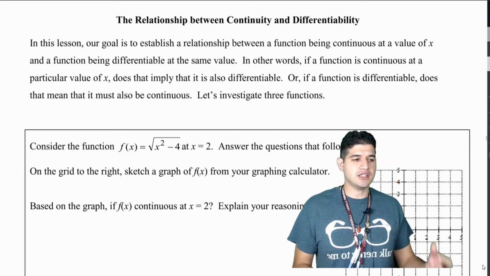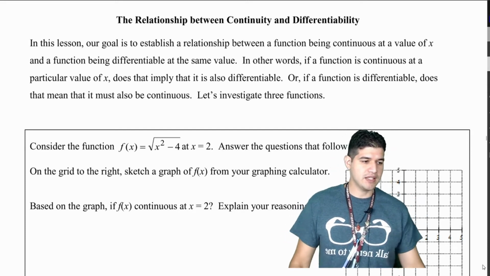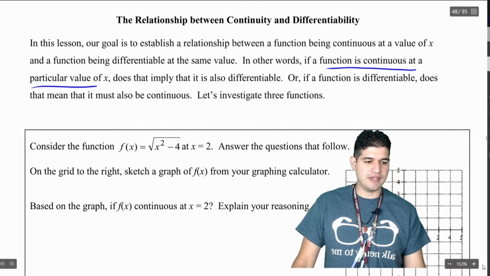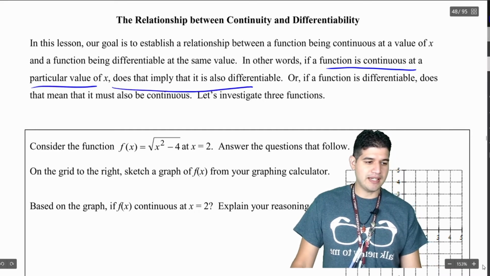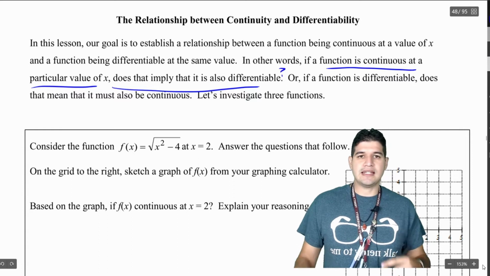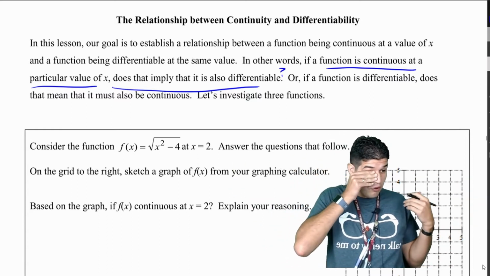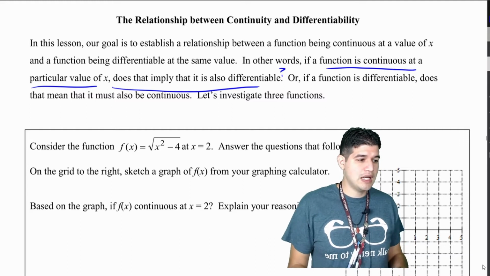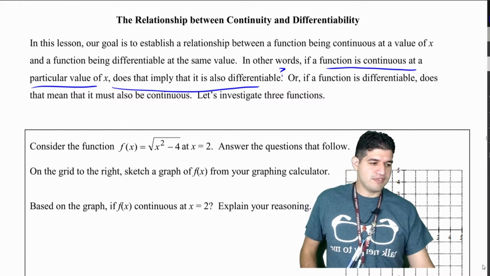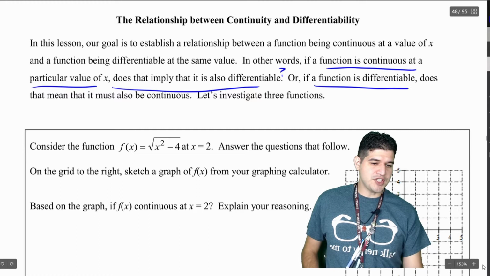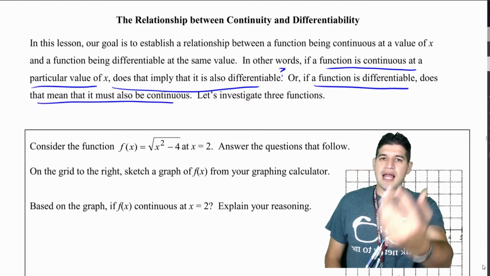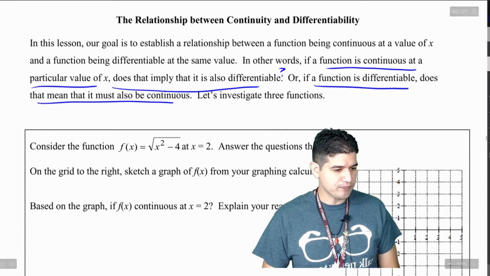So here I said we're going to be looking at the relationship between continuity and differentiability. If a function is continuous at a particular value of x, does that imply that it is also differentiable? That's the big question. And hopefully by the end of these two videos, you'll be able to say whether that is true or not. And then conversely, if a function is differentiable, does that mean that it must also be continuous? So we're going to be looking at those two ideas.